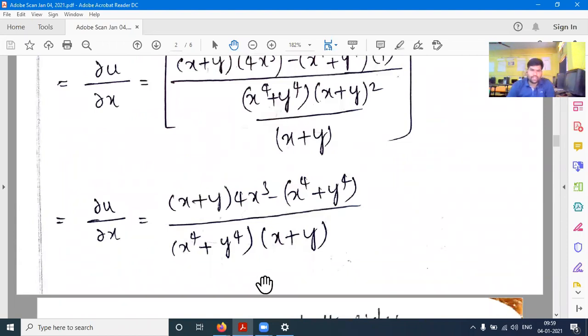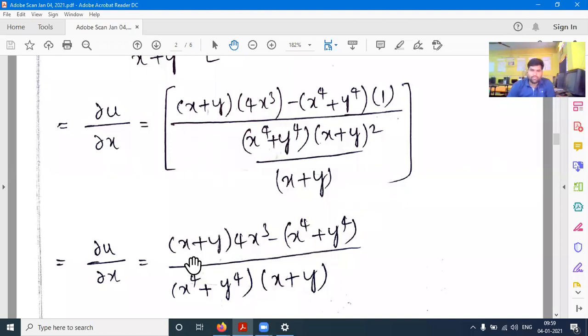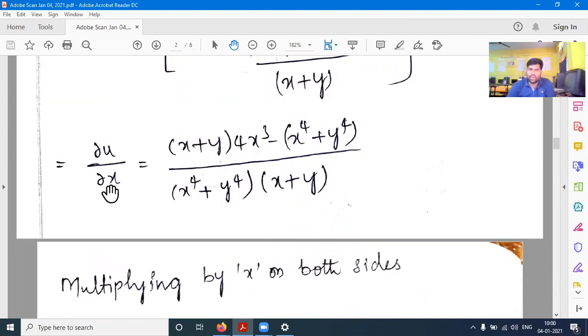So dou u by dou x is equal to x plus y into x plus y. Here x plus y and x plus y whole square are there, so one factor will get cancelled. So x plus y into 4x cube minus x to the power of 4 plus y to the power of 4, divided by x to the power of 4 plus y to the power of 4 into x plus y. So this is dou u by dou x.